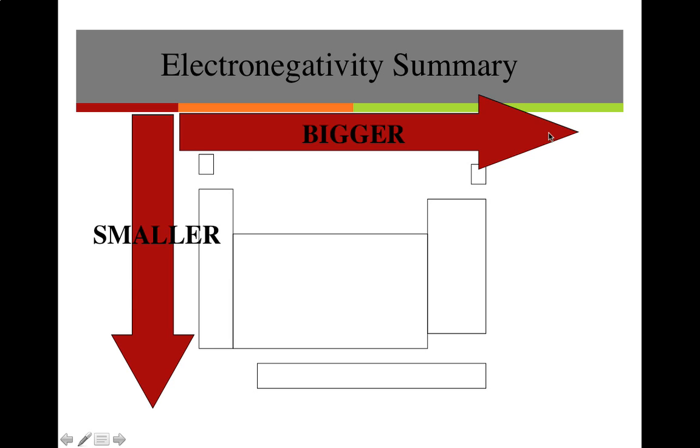As I go from left to right, the electronegativity increases. As I go top to bottom, the electronegativity decreases.